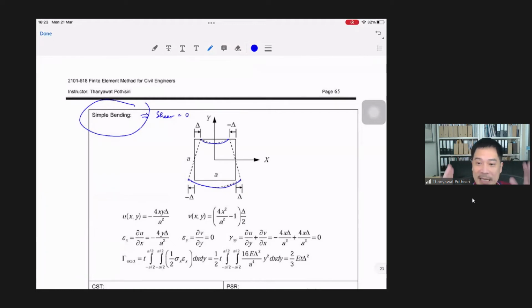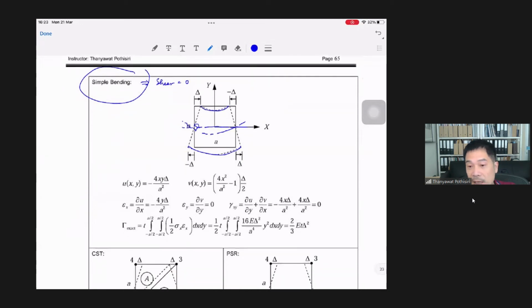Zero shear deformation means you must not have any change of angle, right? So everything here, if it originally makes a right angle with the neutral axis, once it's deformed, it must remain a right angle here. Okay, so no shear in this case.